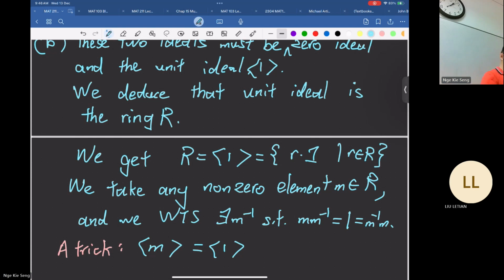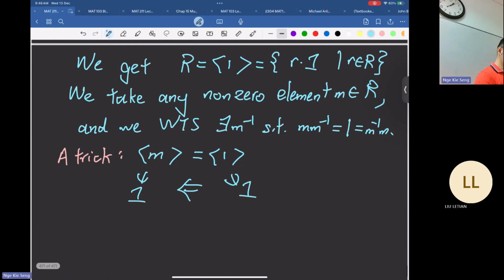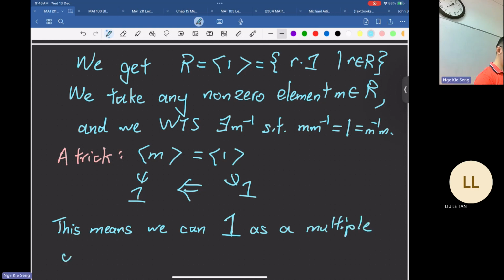So what does this mean? If I take one here, one is also in the ideal generated by M. So this means we can write one as a multiple of M. That is, there exists an R in our ring such that 1 equals R times M. So you can take your M inverse as your R.